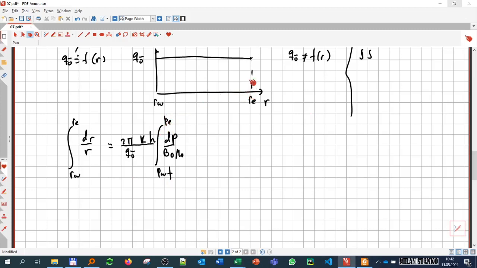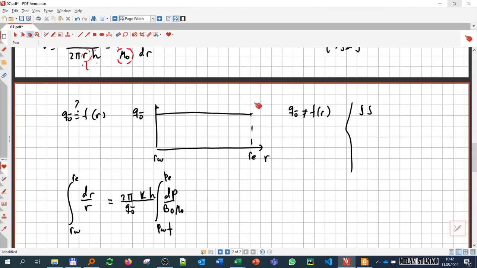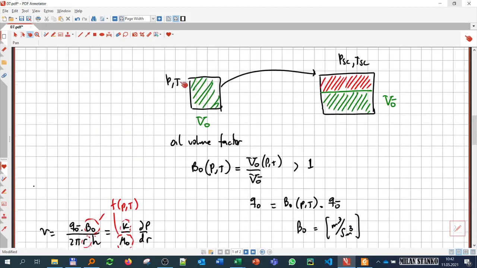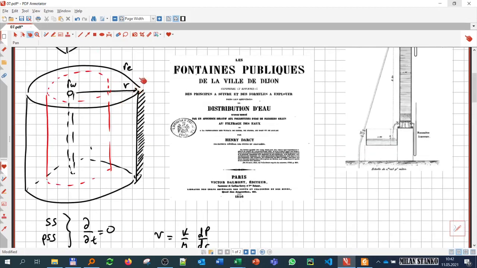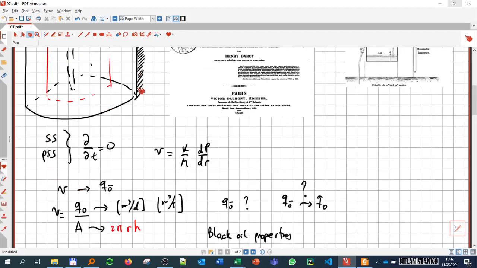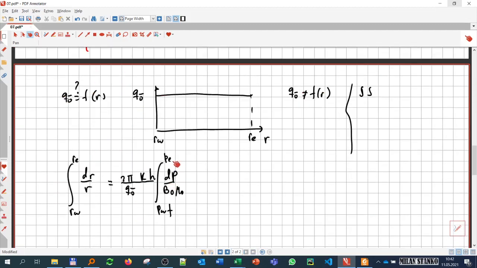Another thing is that the boundary is sometimes difficult to know exactly, so we would have to guess the pressure at the boundary. While reservoir pressure, if we do the integral until reservoir pressure, we simply have to shut in the well and let it stabilize, and it's going to give us that pressure. So instead of doing it until PE, we're going to make it until reservoir pressure.